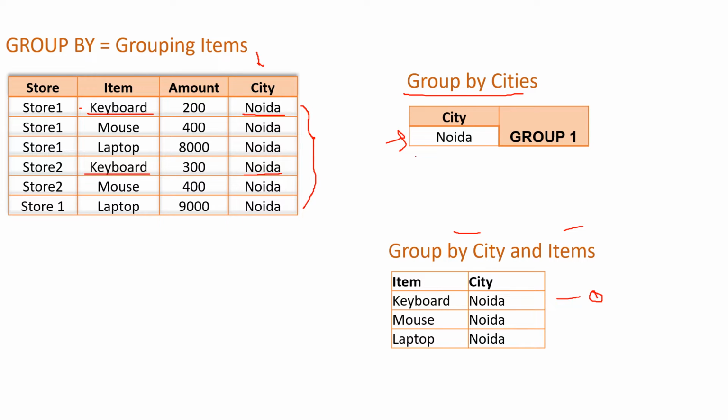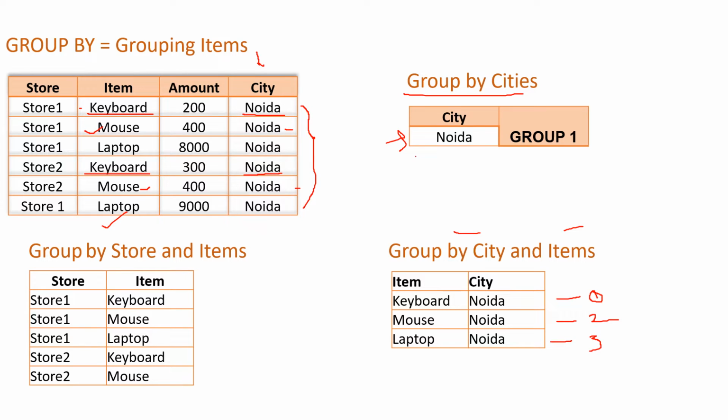Similarly, for the item mouse, which is also sold in Noida city, and another item mouse which is sold in the Noida city, these values are also similar, so we can group these values as well. So it forms another group. And similarly for the item laptop, it creates another group with the value laptop and city Noida. Let's take another example.